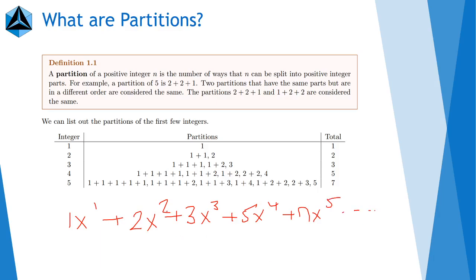And as you can see, for finding the number of partitions, we can look at the number here, 5. 5 has 7 partitions. That's the coefficient. So that's how we interpret it.